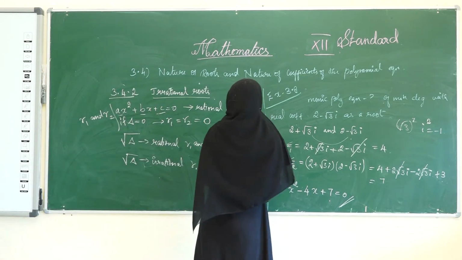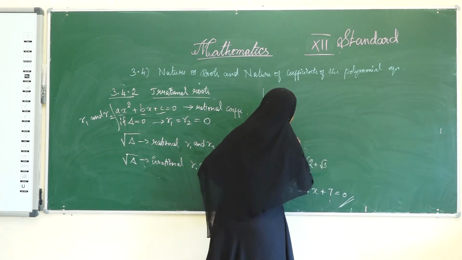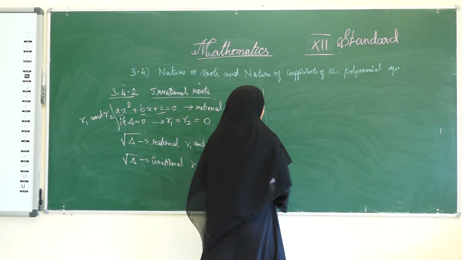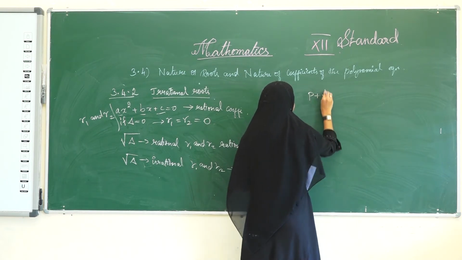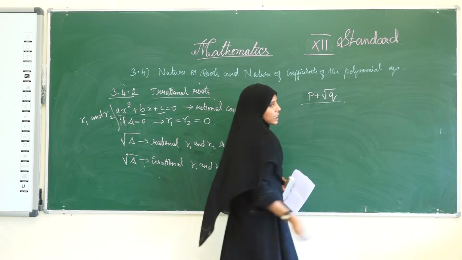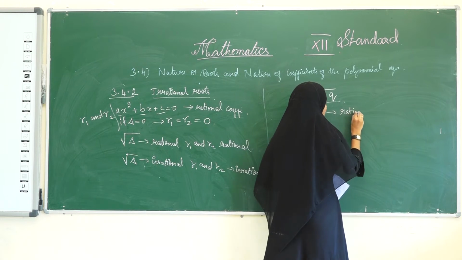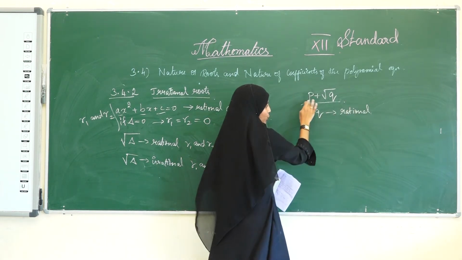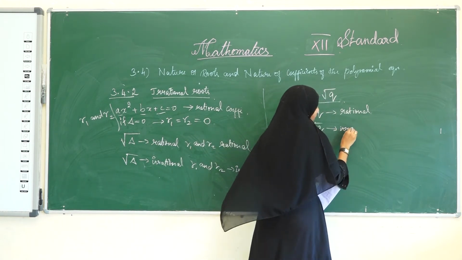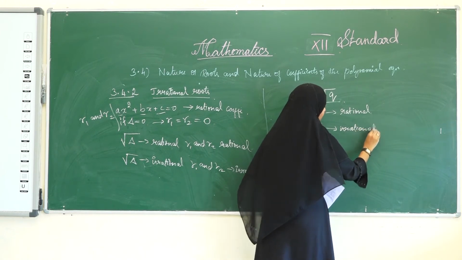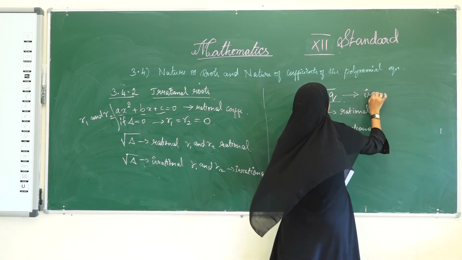Now, an important number format we are going to see: p plus root q. This type of term. Here p and q are definitely rational numbers. If these two are rational numbers, root q will surely be an irrational number. We know this type of numbers, right? When combining a rational number and an irrational number, we get an irrational number.